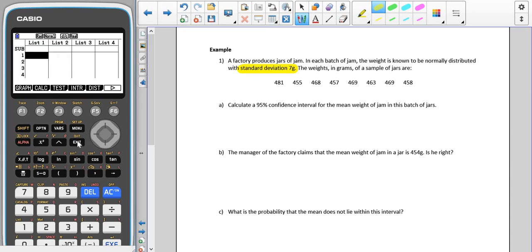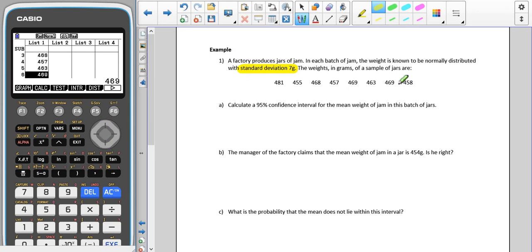So if I click exit to go back into my statistics function, just as we did in AS, we simply type those values into our calculator into list 1. So 481, 455, 468, 457, 463, 469 and 458. As always, double check that you've definitely typed those values correctly into your calculator.